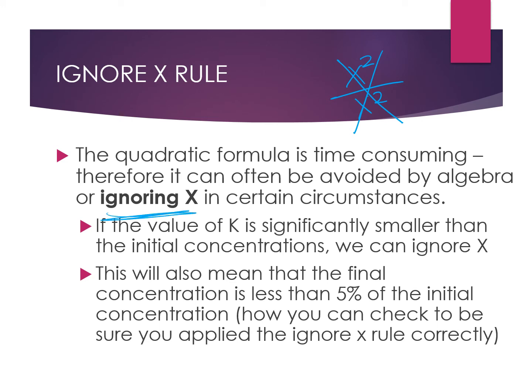We can ignore x if the value of K is significantly smaller than the initial concentrations. And I'll show you what that looks like. The reason we can ignore x when this is the case is because the final concentration will be less than 5% of the initial concentration. So if you're someone who's like, oh, it makes me feel really weird to ignore this x, I feel like I'm doing something wrong, you can always check to ensure that you were right in ignoring x. When you get your final answers for your equilibrium concentration and you divide them by your initial, you should get less than 5%. So let's do a couple examples where we can ignore x.